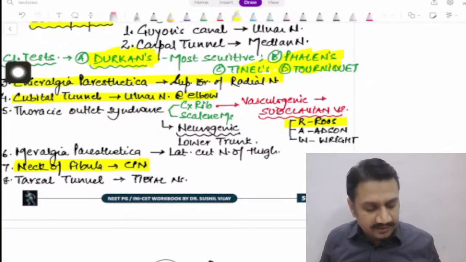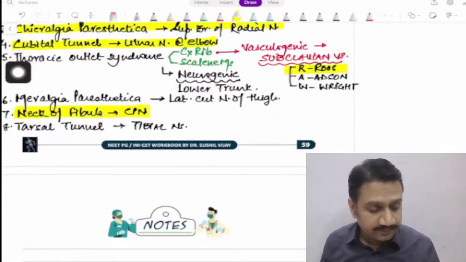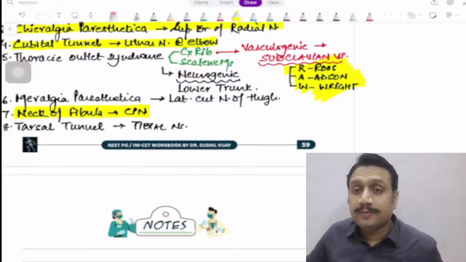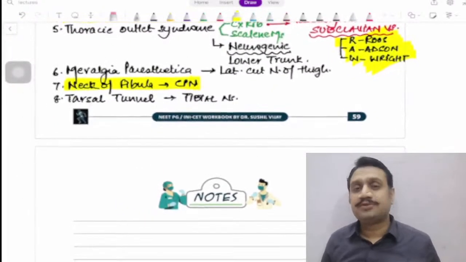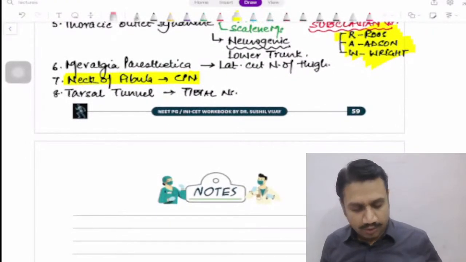Okay, these are the ones which I want you to remember, and the neck of fibula has been the repeated question. All right, so this is neck of fibula, the common peroneal nerve, which has been asked in all the three exams of the year 2023. Okay, so these are all different.